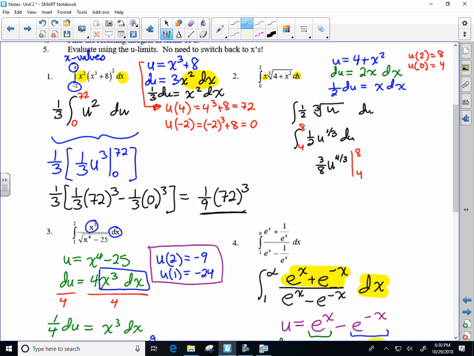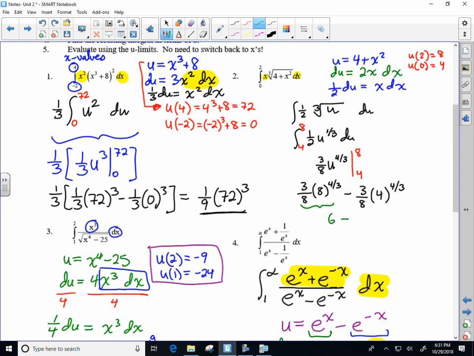All right, so new bounds, again, 4 to 8, so 3/8 times 8 to the 4/3 minus 3/8 times, not 8, 3/8 times 4 to the 4/3. All right, so the cube root of 8 is 2. 2 to the 4th power is 16. 16 divided by 8 is 2. Fun fact. Times 3 is 6. So this whole thing ends up being 6.